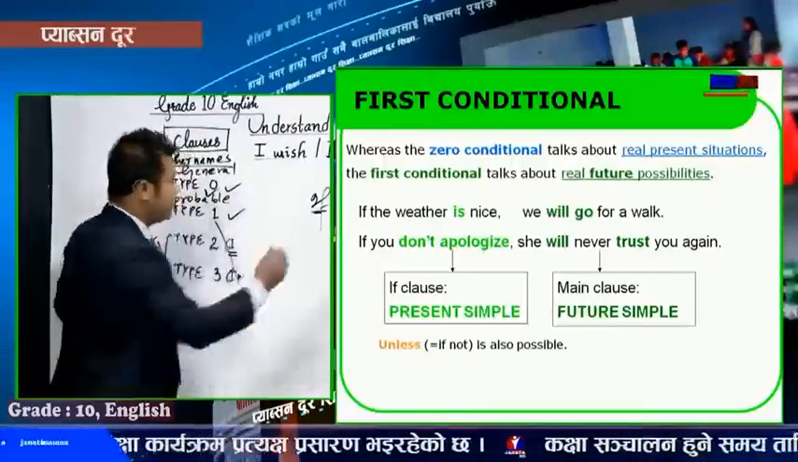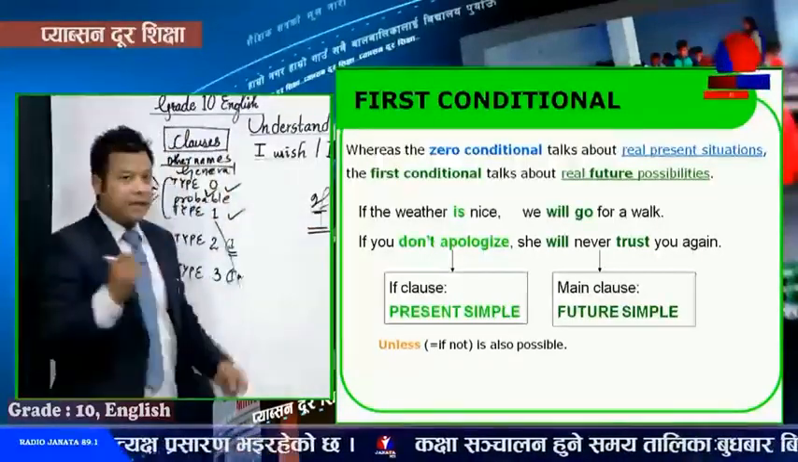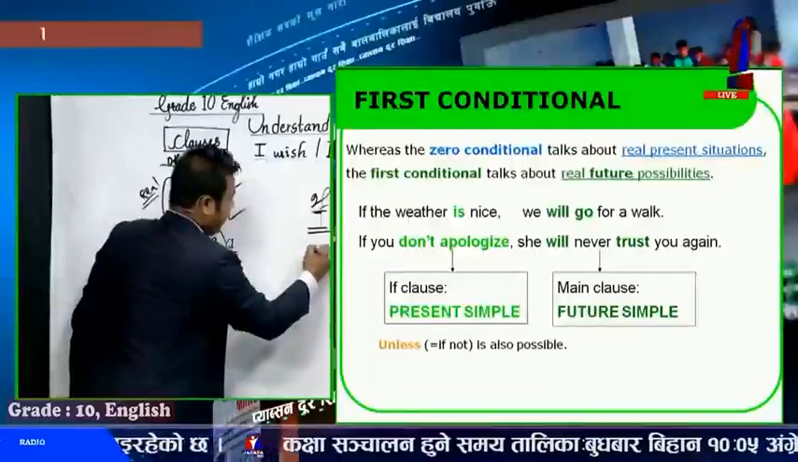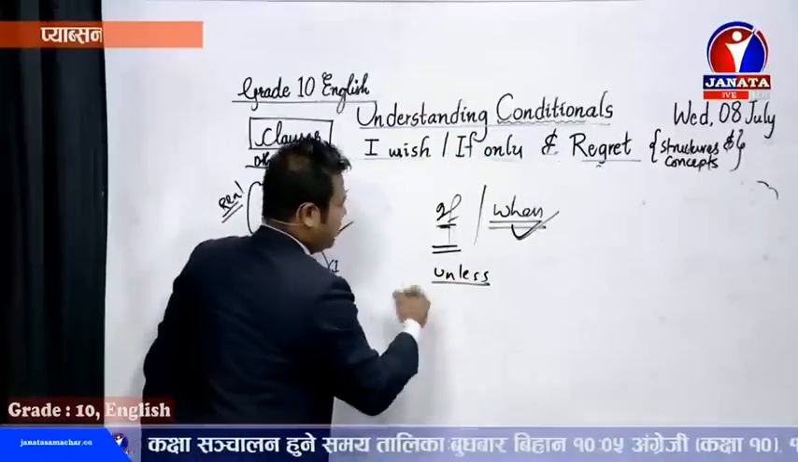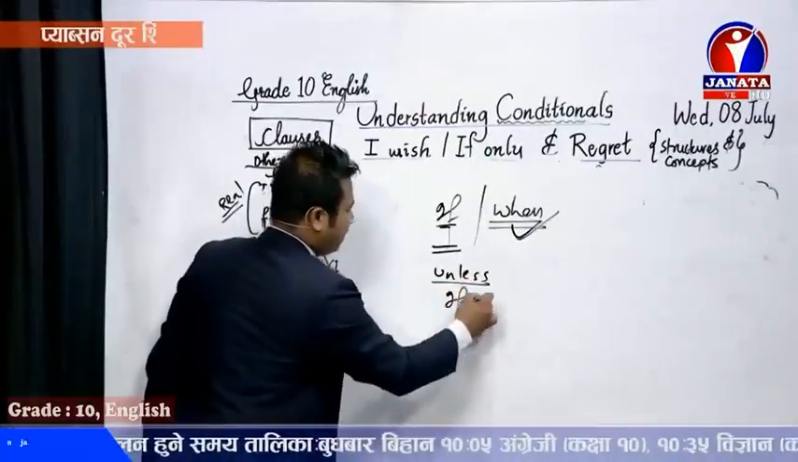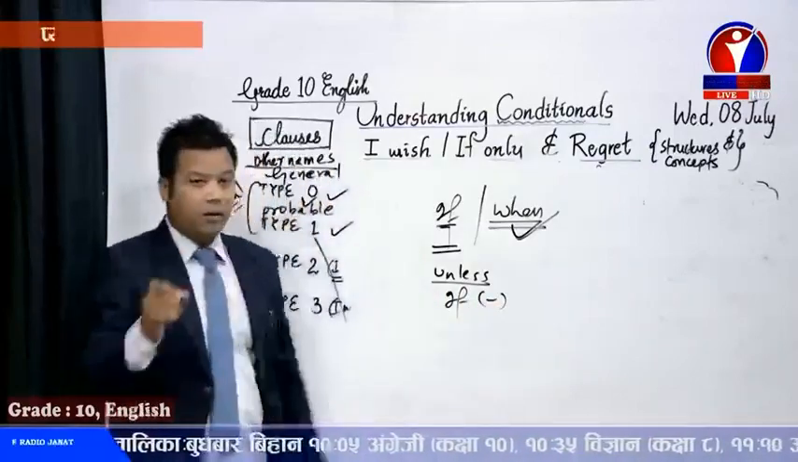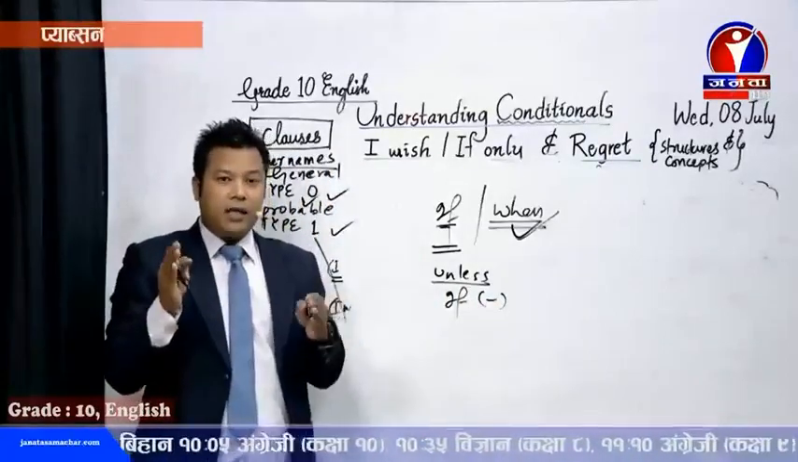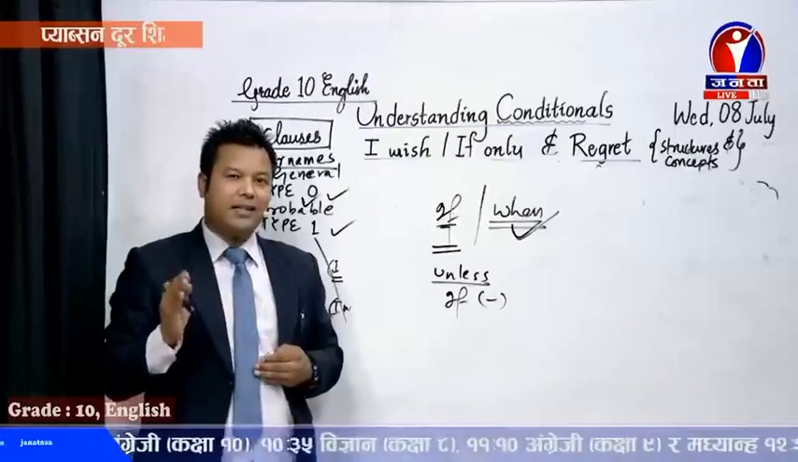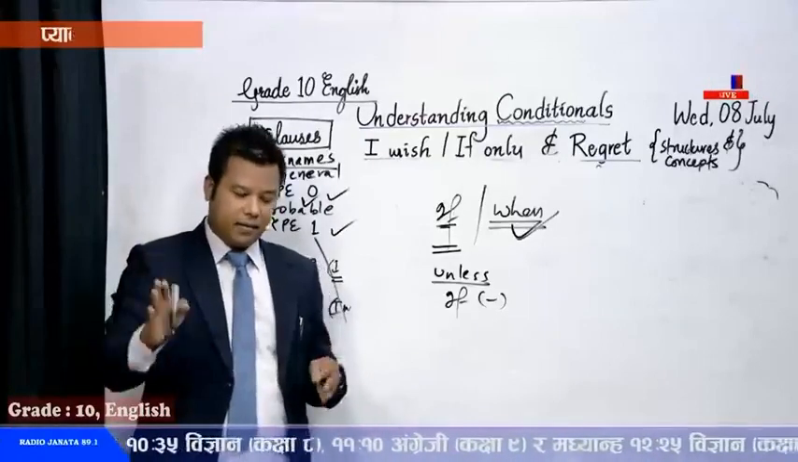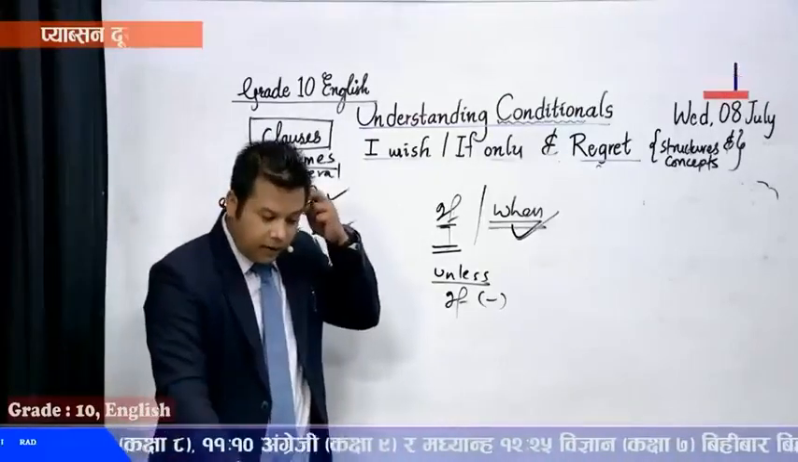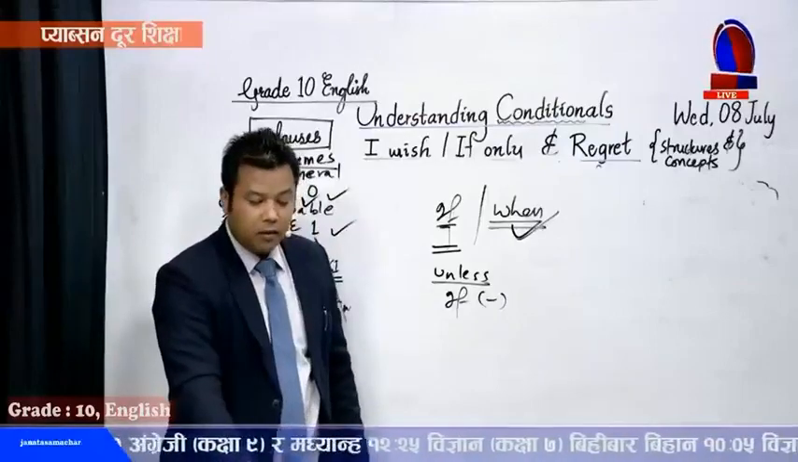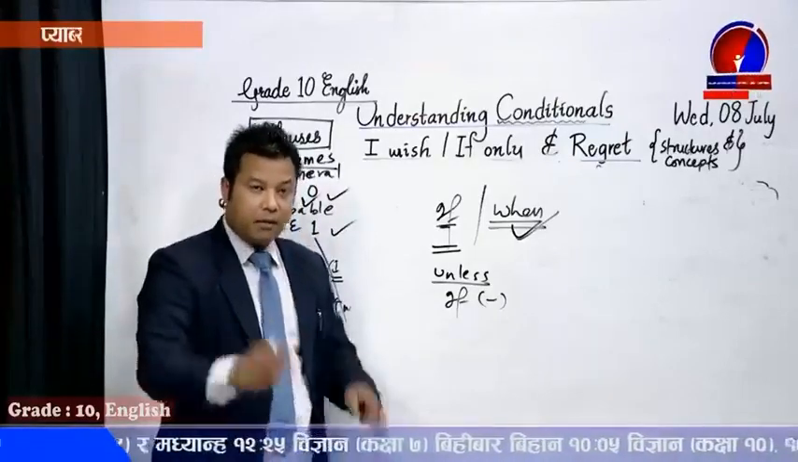Now, what is this "unless"? If you're using an if sentence in the negative, that is "unless." So "unless" is nothing but "if" in the negative. Instead of saying "if I don't," you can just say "unless I." As simple as that. Now that this is explained, we will move to practice time, but we don't have a lot of practice time.